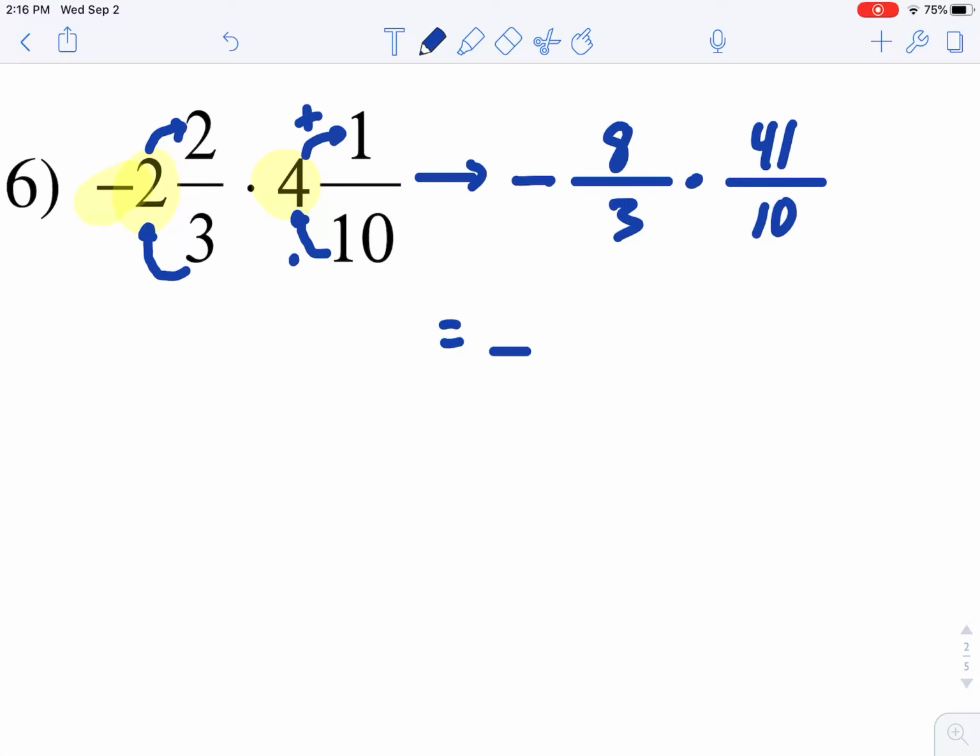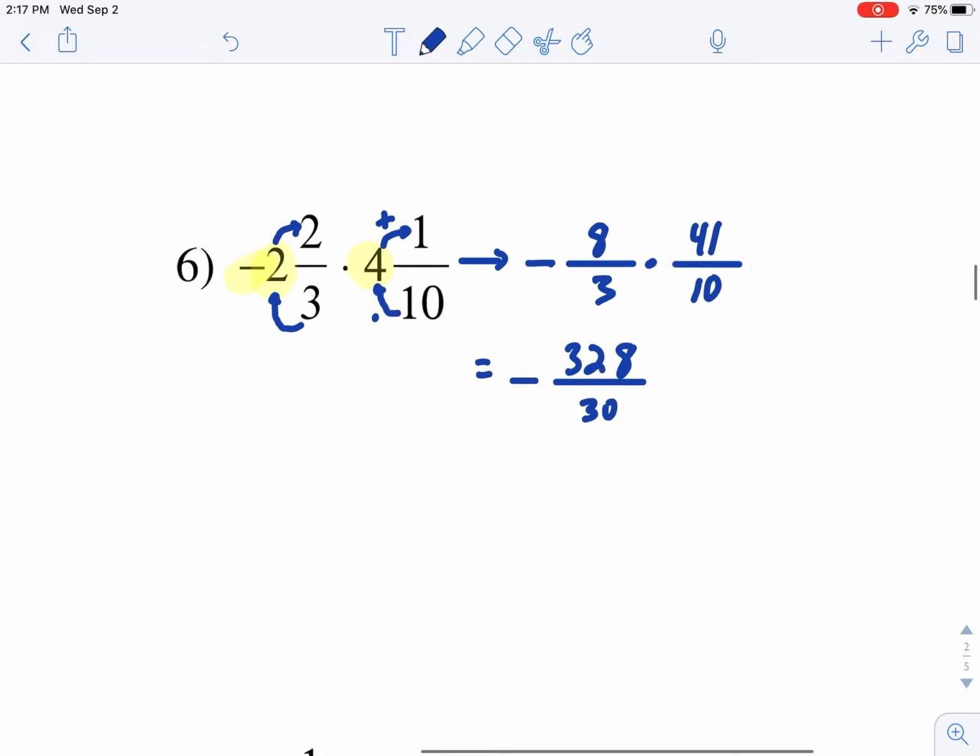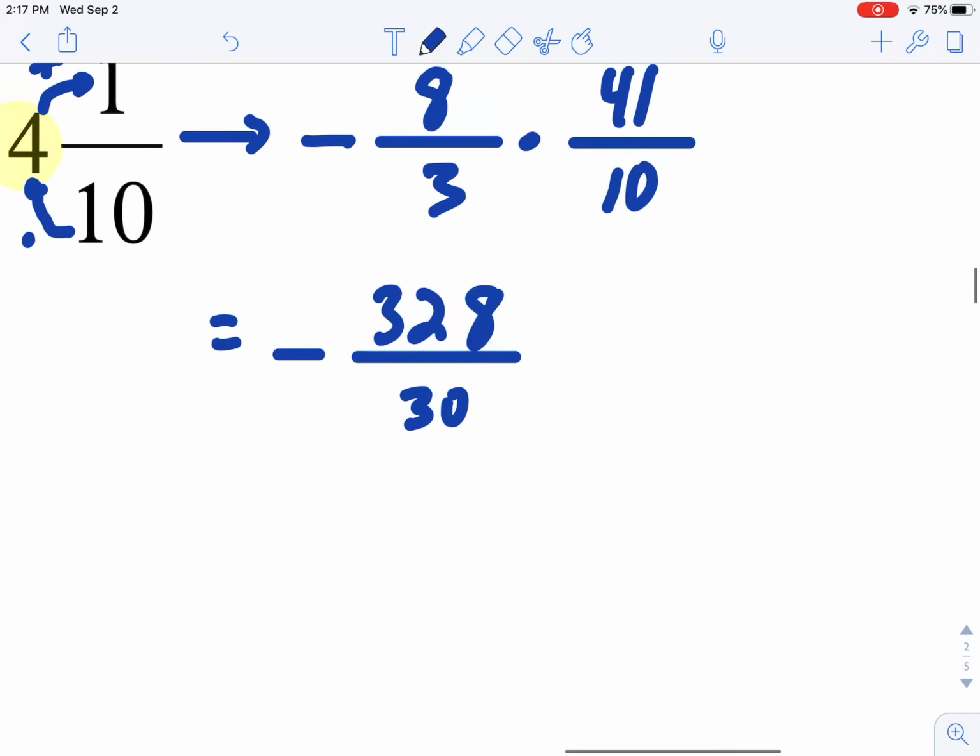Well, bring down the negative, fraction bar. 8 times 41. Well, 8 times 1 is 8. 8 times 4 is 32, so I'd put a 3 and a 2 in front of that. So 8 times 41 is 328. Then on the bottom, 3 times 10, that's easy, that's 30. And let's see, those are both even numbers, so I can divide them both by 2, right? 8 and 0, both even numbers. So bring over my negative sign here.